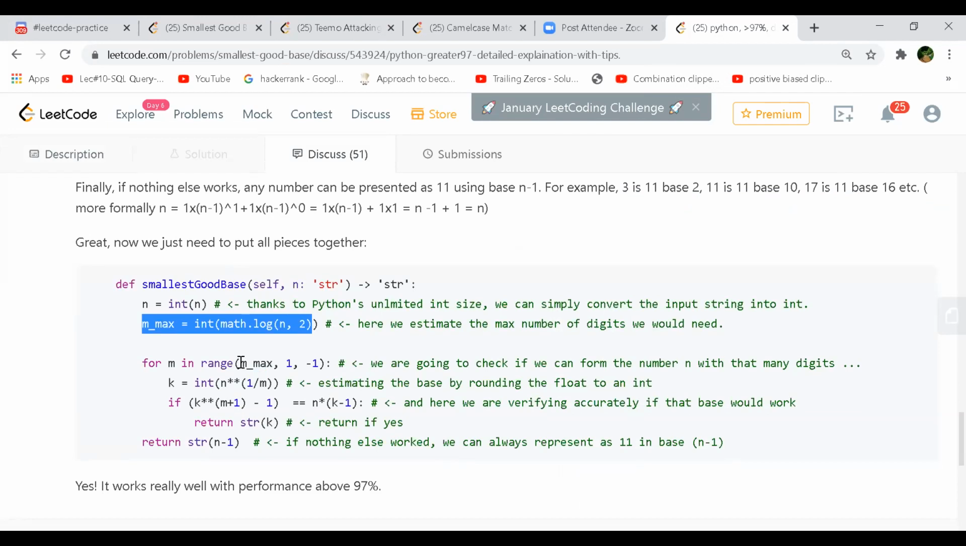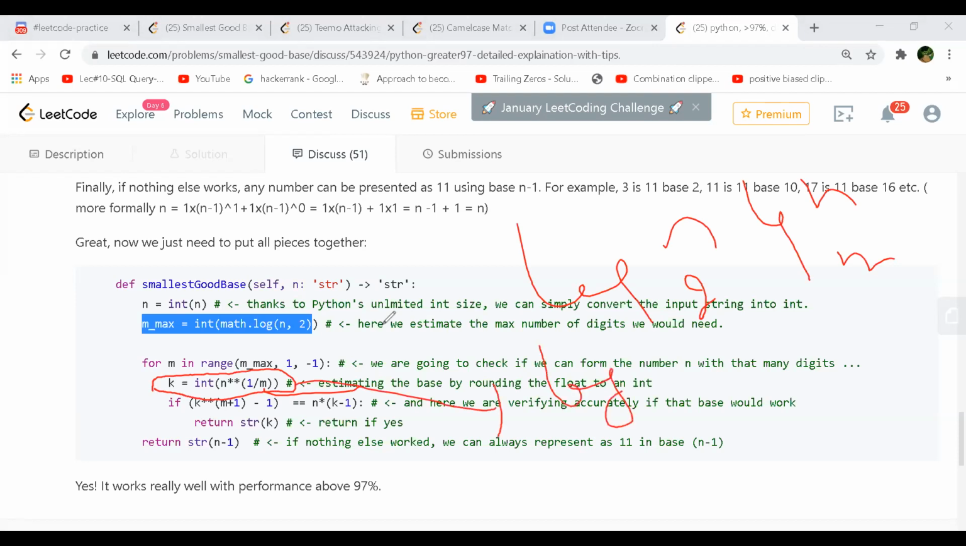But is it not the for loop? Actually, you are just going from a number to m max, correct? And m max itself is log of n. Yeah, the for loop is log n, and the k calculation is also log n. So it would be log n into log n. Log n base 2 and log n something, log n base n. How can you say k is log n? For every number you are calculating the square root here, which would take again a log factor, and m is running log n times.